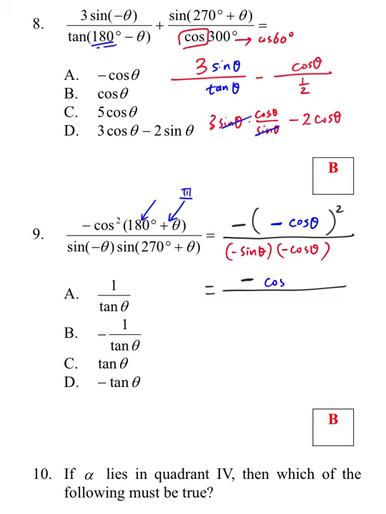So for the numerator part, this is the simplification. For the denominator part, you have two negatives resulting in a positive ratio, and therefore what you obtain will be cosine theta over sine theta. This is basically the same as 1 over tangent theta together with a negative sign indicated here. Therefore the answer is B.